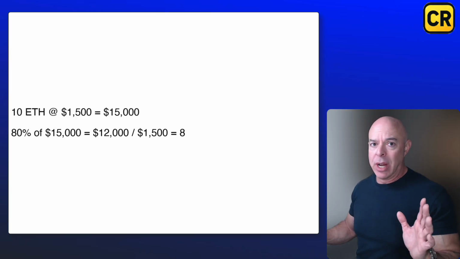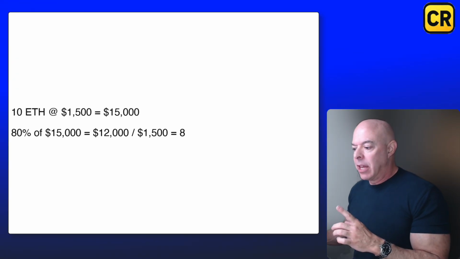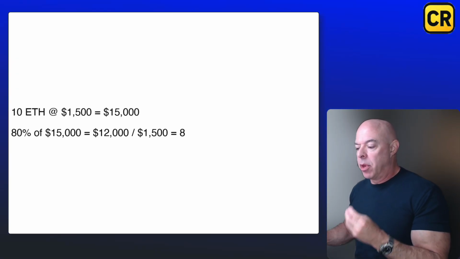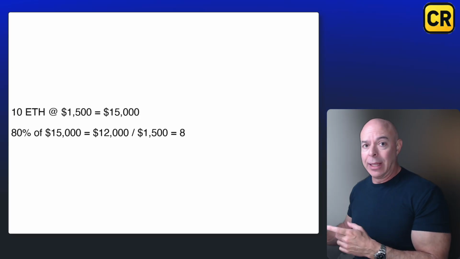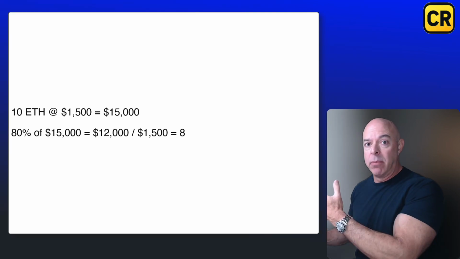No one's asking you about your income or any of that other stuff. That's why debanking with crypto is awesome. Divide the 12,000 by 1,500, you end up with 8. So what you do is you go to your wallet and you buy 8 Ethereum because you have the $12,000 loan. Now you've converted that stablecoin into Ethereum.